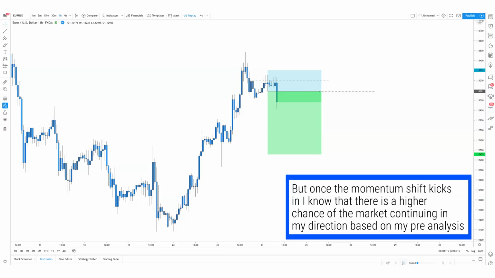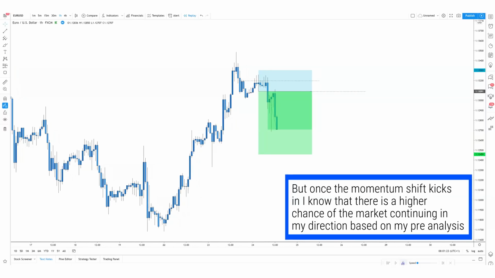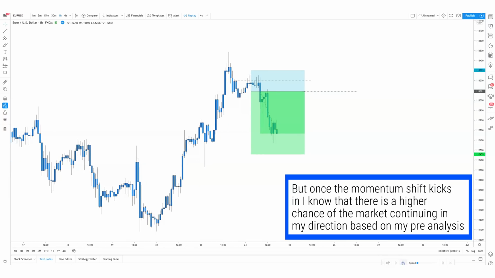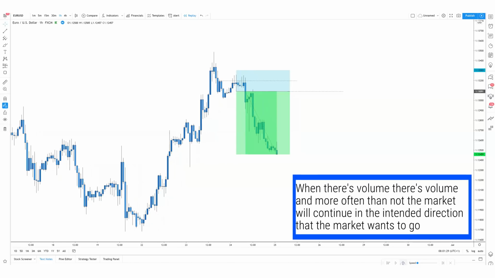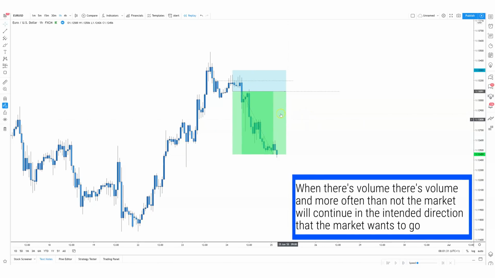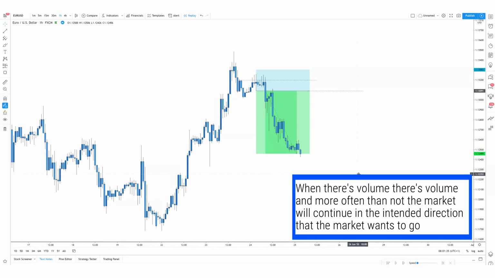But once the momentum shift kicks in, I know that there is a higher chance of the market continuing in my direction based on my pre-analysis, because guess what? When there's volume, more often than not, the market will continue in the intended direction that the market wants to go. So here's another example.